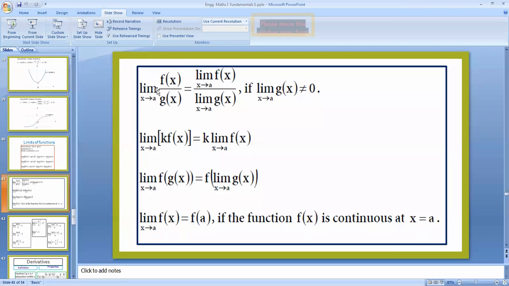So limit of f of x upon g of x as x tends to a is limit of f of x as x tends to a upon limit of g of x as x tends to a, provided the limit of g of x as x tends to a should be non-zero. The condition is given. Under this condition, this result will exist. Otherwise, no. Suppose the limit of g of x as x tends to a is 0. What is that limit?